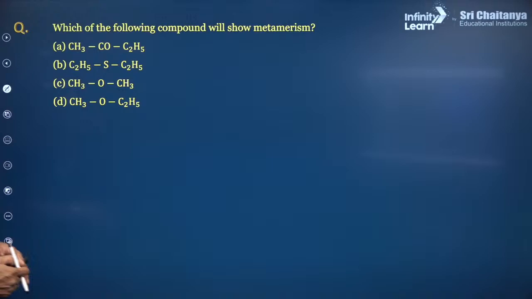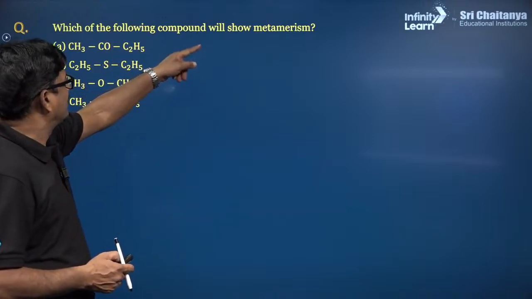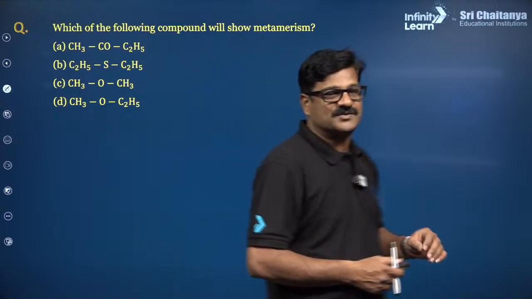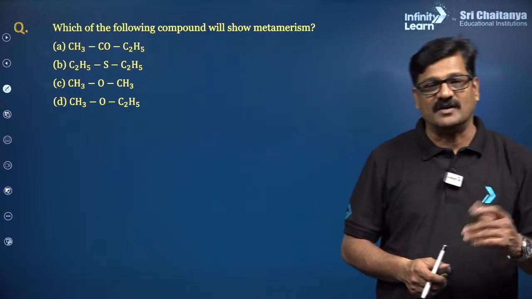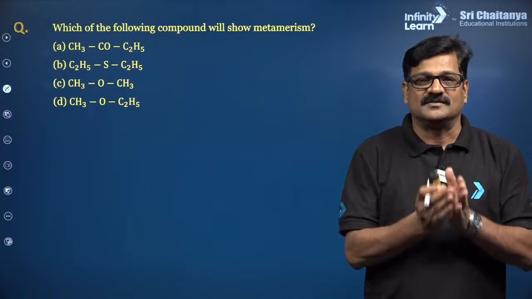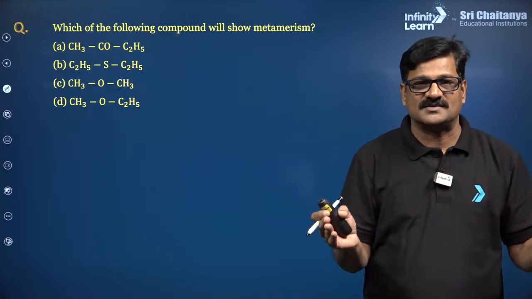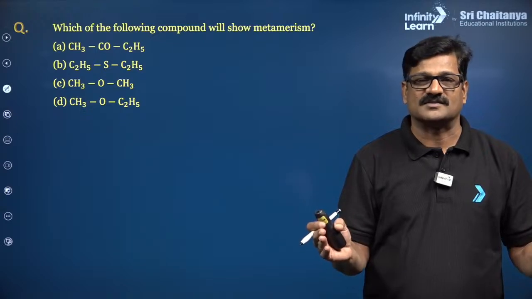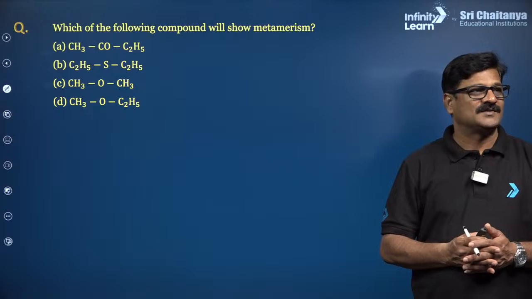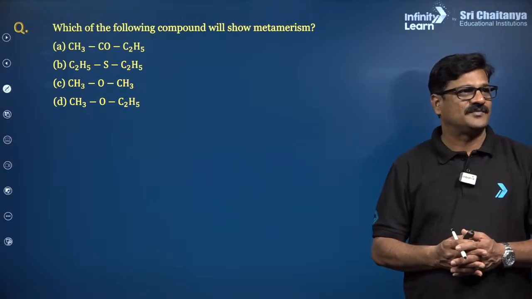Next, which of the following compounds will show metamerism? Many of the students have some kind of difficulty understanding metamerism. I say to show metamerism, there should be a difference in these alkyl groups. Okay, that is called metamerism. So which can show the metamerism?